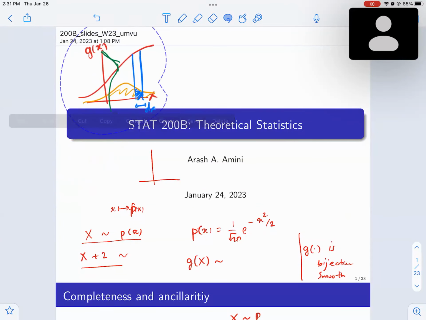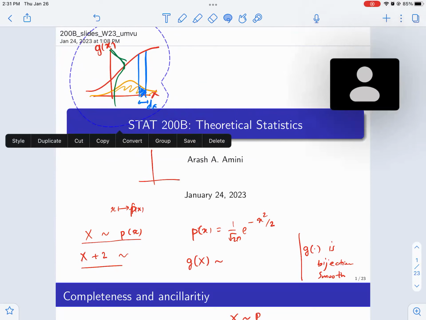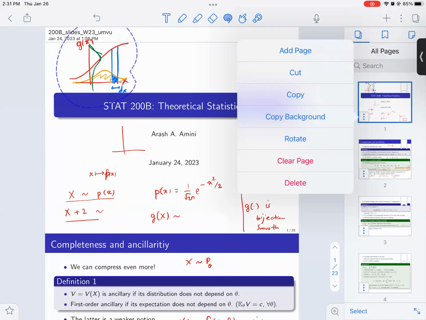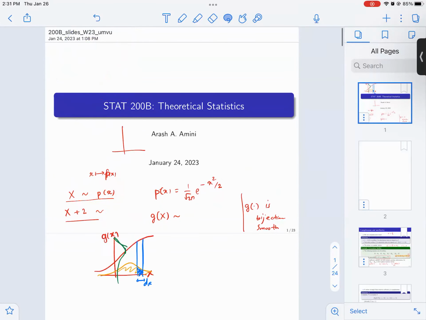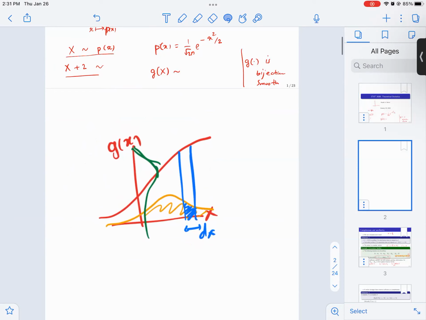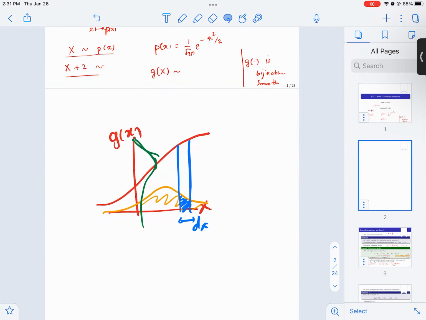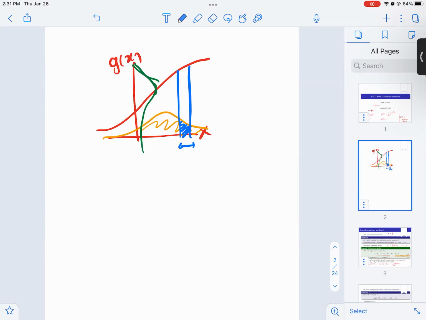Sorry, I need more room. I have to make it bigger. Let me add a page somewhere. Okay, let's move this down and make it big. So I have x and then x plus dx, right? And there is a slope here, which is g prime of x. Imagine that around this x, if you have a very tiny interval, it looks like a linear function. So basically you have to determine what happens under linear transformations.